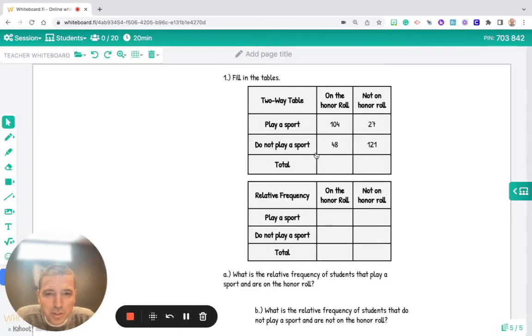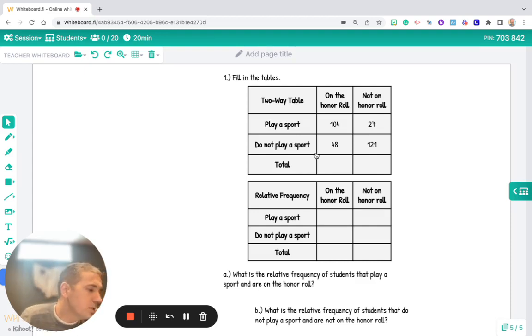Hey guys, let's answer question number 1 here. So we're gonna fill in these two tables. One's a two-way table, one's a relative frequency table, and it's about playing a sport and if you're on the honor roll or not on the honor roll. Okay, and so it gives us some numbers. We're gonna use that two-way table to help us figure out the relative frequency below.